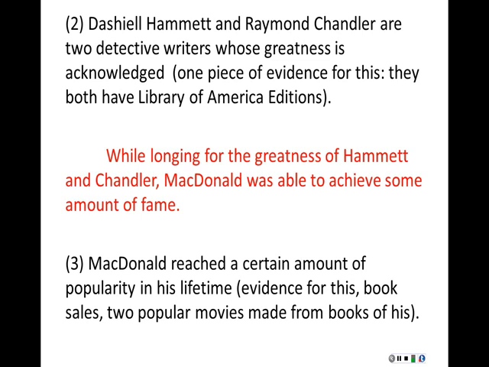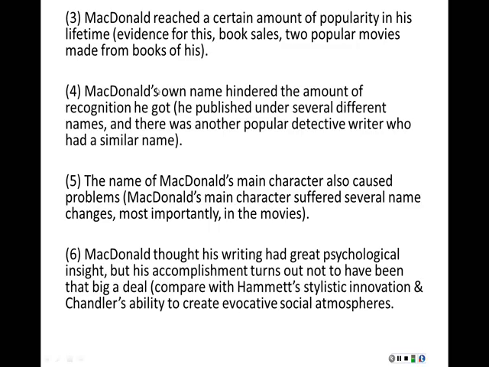Now the next part of the paper. So let's take a look here. Here's the last paragraph we were dealing with. And if we look at the next part of the paper here, 4, 5, and 6: his name hindered the amount of recognition he got, the name of his main character caused him problems, and his writing itself was not as groundbreaking as he thought it was. Notice that those three things there are reasons for why he failed to achieve the greatness that he desired.